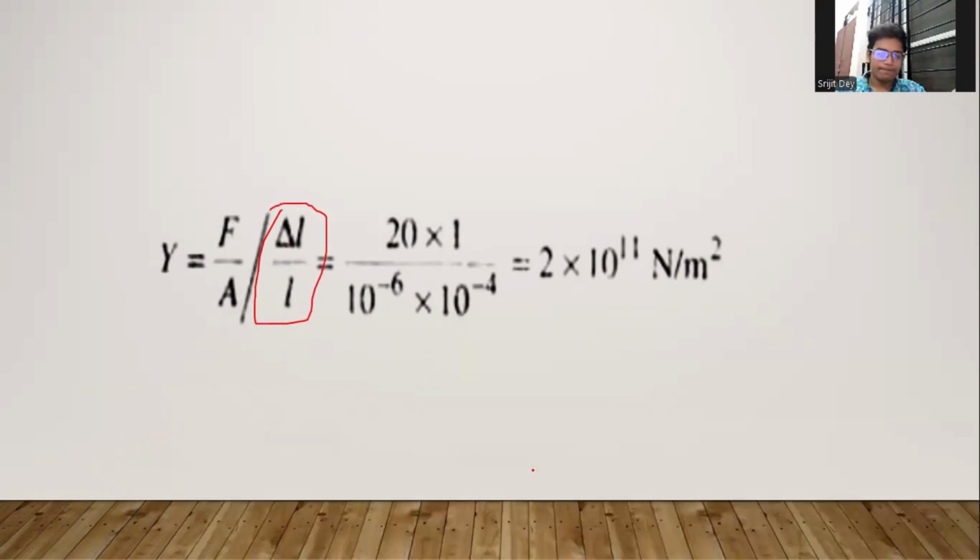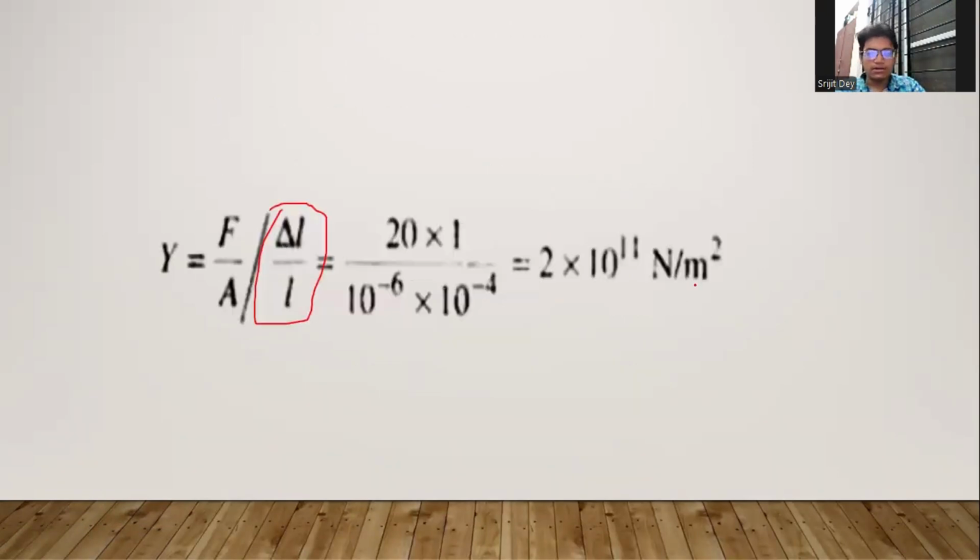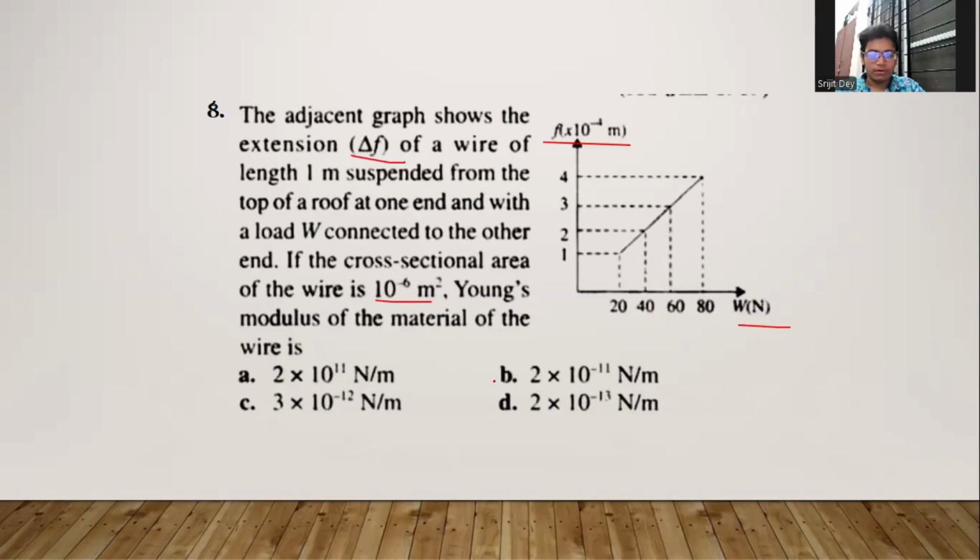So over here, you have also got your area, the cross-sectional area is given. Okay. So now if you take any one point and take the change in length, from there you will get the answer to be 2 into 10 to the power 11. Okay. 2 into 10 to the power 11 is the value of your Young's modulus. It was a very straight cut question.